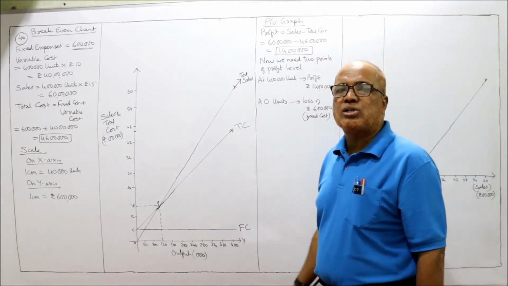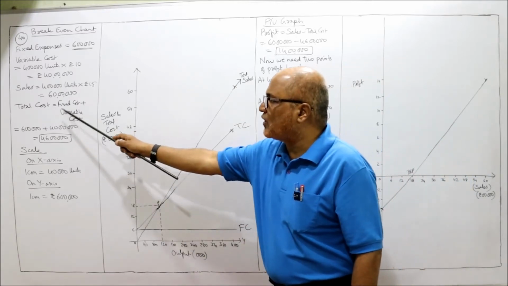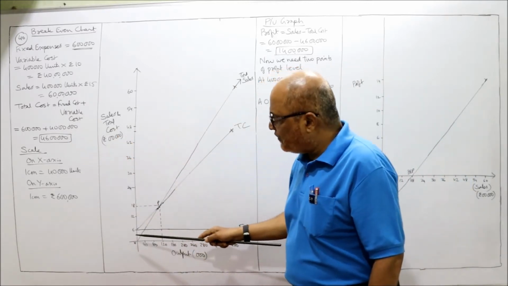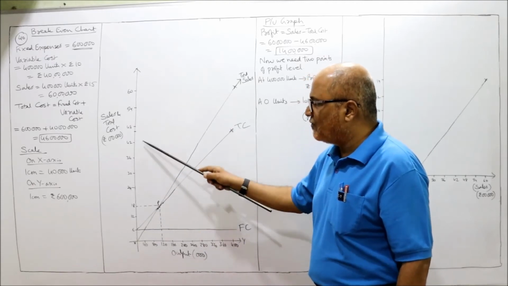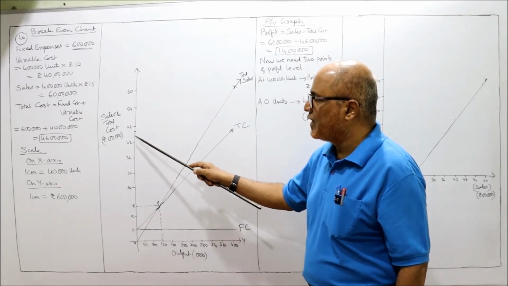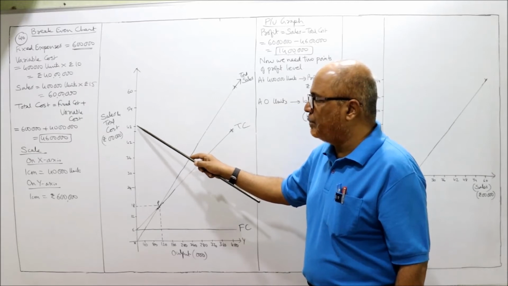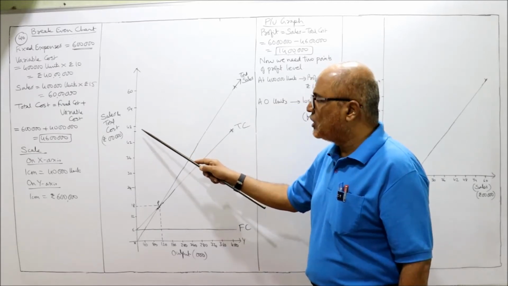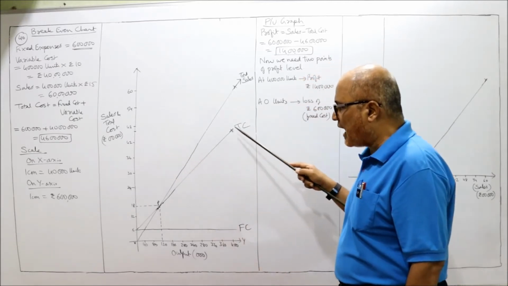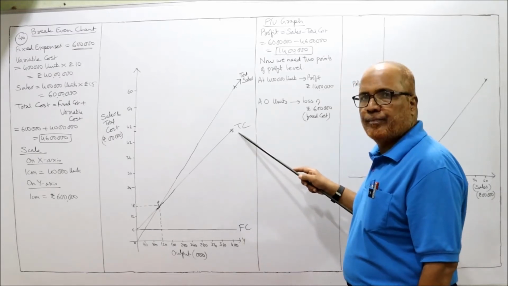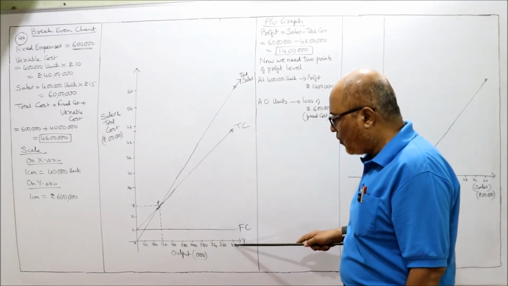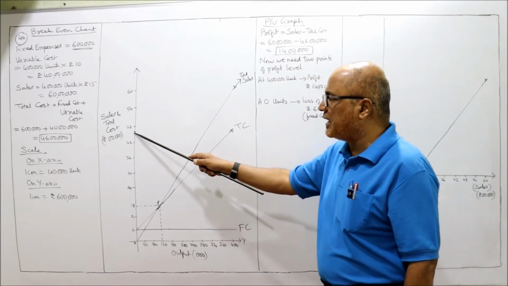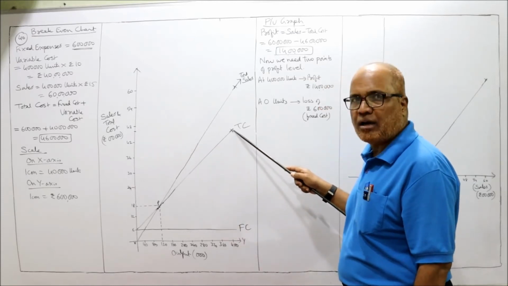Now, the total cost line. The total cost is 46 lakh. So now find out where 46 is. 46 will be here, somewhere. 42, 48. Below 48, you'll get 46. So against this 46, above this 4 lakh units, put a mark.